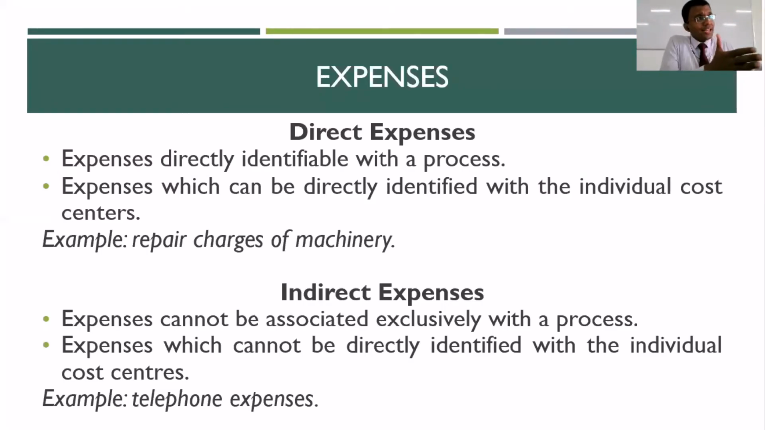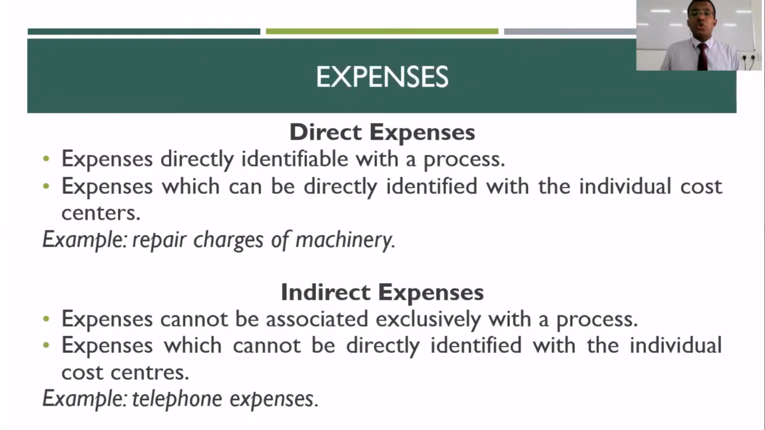Okay? You know that machinery is needed and it is a part of your production process, a part of your production department. The cost that you are incurring in repairing the machinery becomes a direct expense. Now, any expense which cannot be associated exclusively with the process is called an indirect expense.